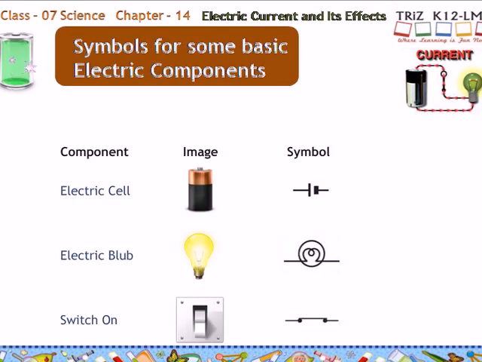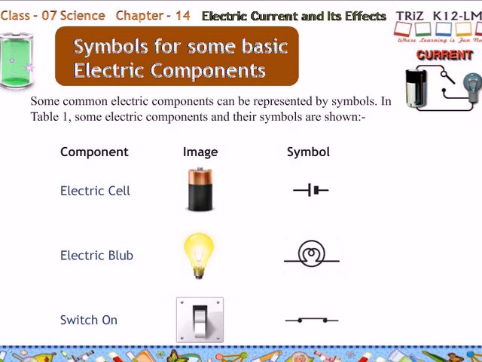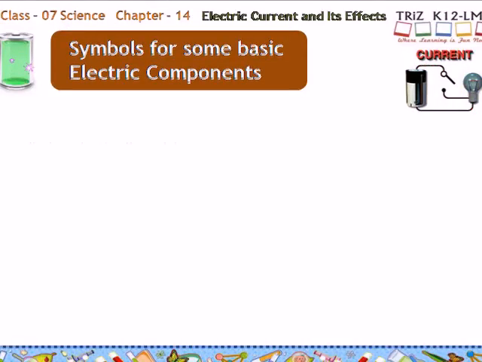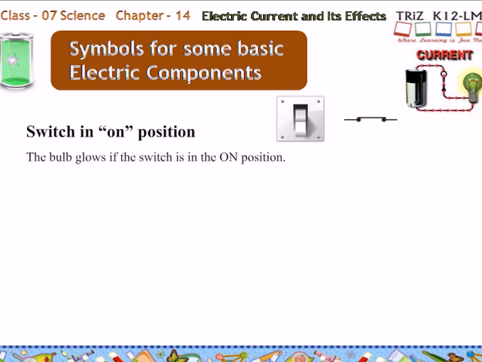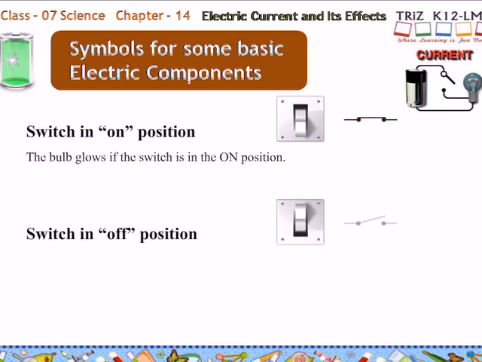Symbols for some basic electric components. Some common electric components can be represented by symbols. In Table 1, some electrical components and their symbols are shown. Switch in on position. The bulb glows if the switch is in the on position. Switch in off position. The bulb doesn't glow if the switch is in the off position.